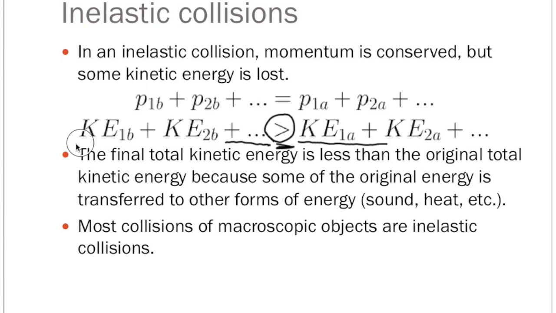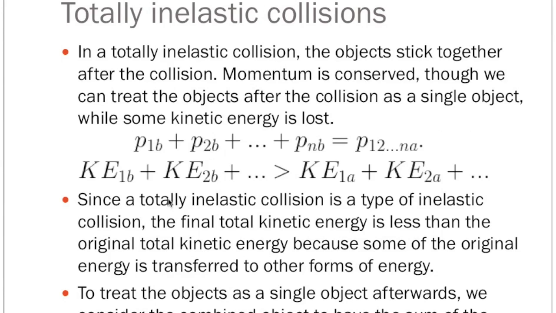So we said that if we measured everything out, we'd find that the type of collision is always going to be an inelastic collision, but there is a subset of inelastic collisions called a totally inelastic collision. In a totally inelastic collision, the objects that hit stick together after the collision, okay? So momentum is conserved, same as it was before, but there's a little trick that we can use in this case. Because they stick together, we can treat the objects after the collision as a single object, okay?